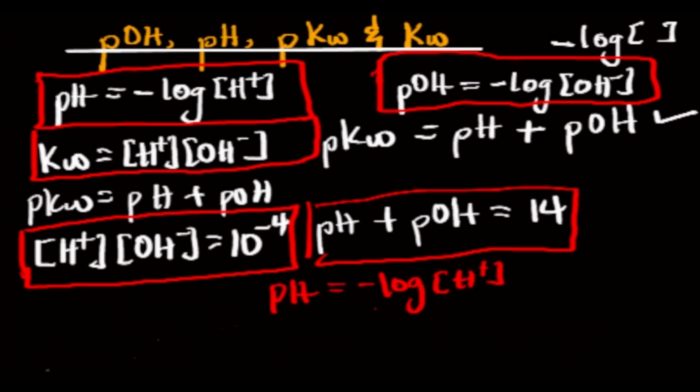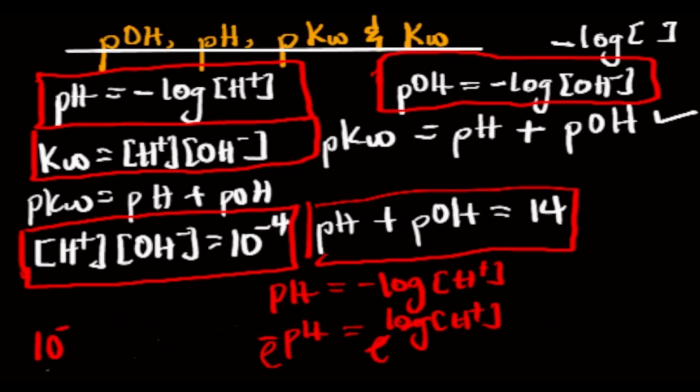So from there, if I take exponential of both sides actually, or let me simply bring this minus to this side, I'm going to have negative pH equals log of hydrogen ion concentration. So if I take exponential of both sides, this is going to eliminate this log. That shows that exponential raised to the power minus pH is actually 10 raised to the power minus pH. Then this is going to be equal to hydrogen ion concentration.